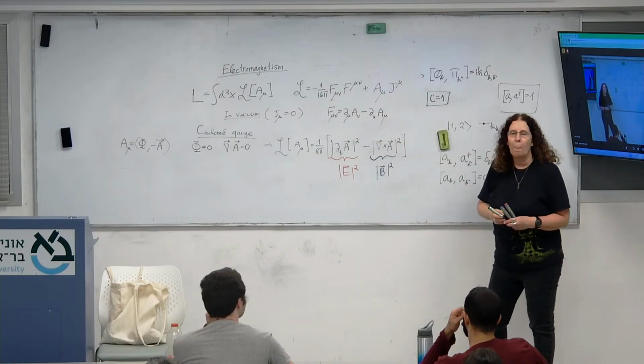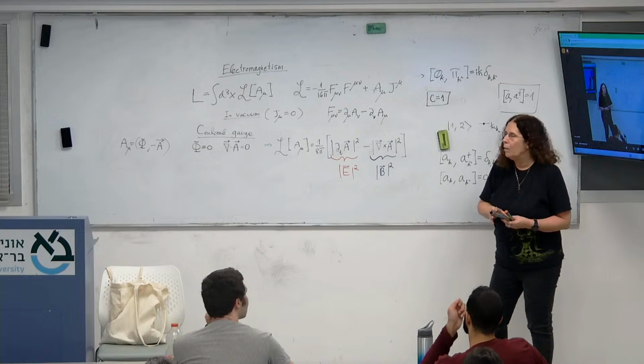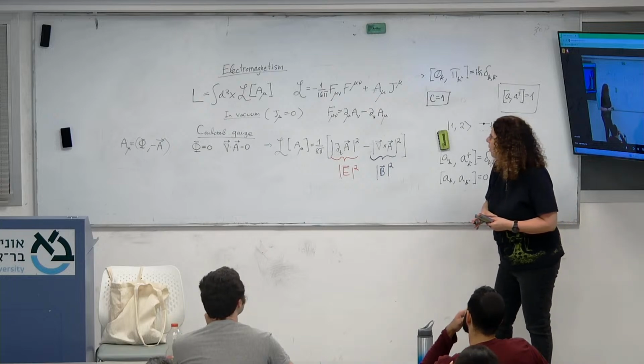Okay? Yes? There's not supposed to be a minus in the Lagrangian before the A mu, J mu?